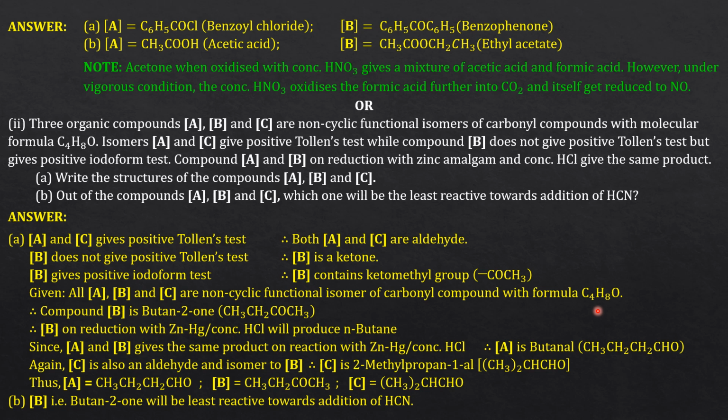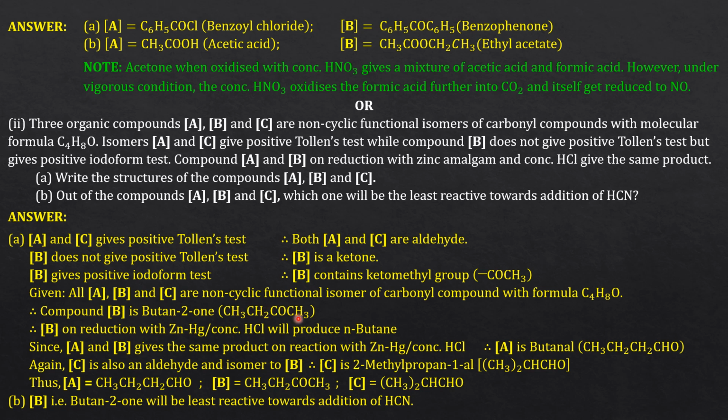So B is also C4H8O, that is a ketone with a keto methyl group. So the CH3CO part is fixed. If you remove the CH3CO part from here, the only thing left is C2H5, the ethyl group. So it will be butan-2-one. C double bond O, one side must be CH3 so that it can give the iodoform reaction. And after you subtract the COCH3 part from C4H8O, the remaining part is ethyl. So the other side will be ethyl. So the product is butan-2-one.